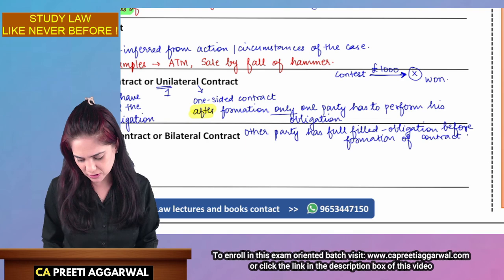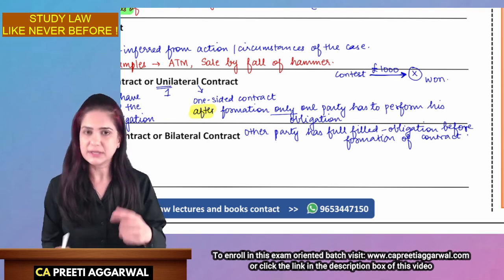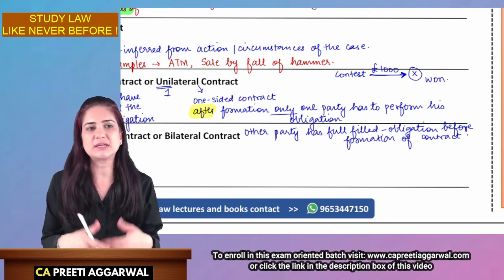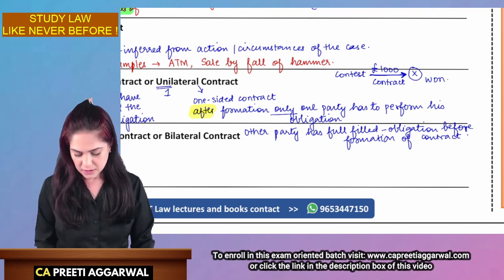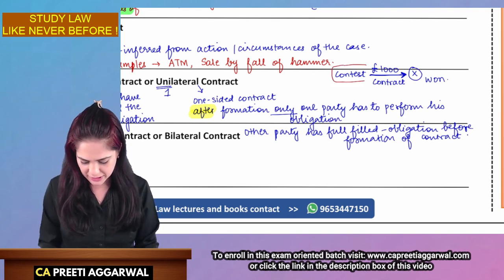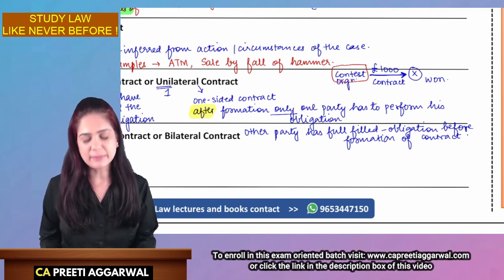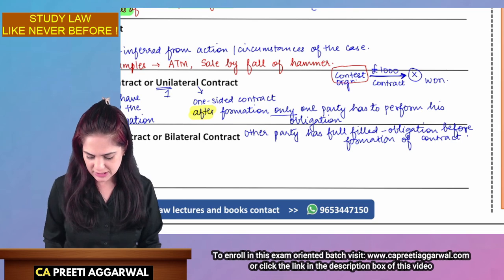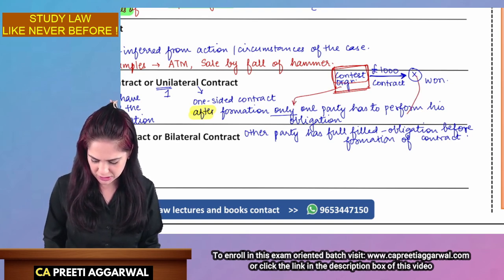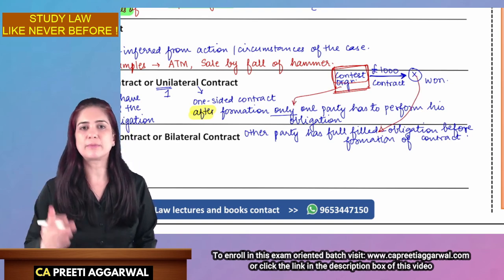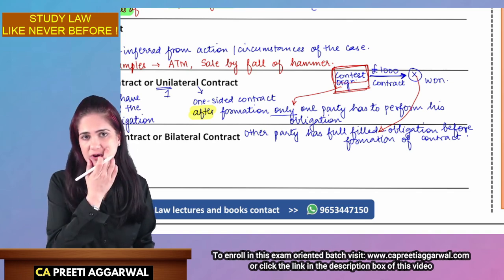Okay. And he won the contest. Now a contract is made. Contract is always made with a winner. Before that it is just an announcement. So now there is a contract. In this contract, X has already performed his act of eating. Only the contest organizers have to perform their obligation. So this is a unilateral contract. After formation, only one party has to perform his obligation. The other party has already fulfilled his obligation even before the formation of contract.